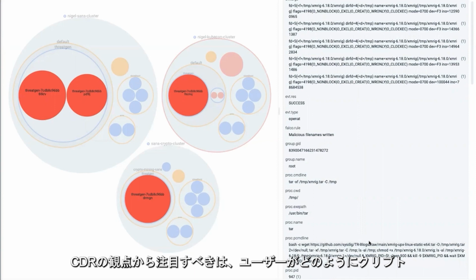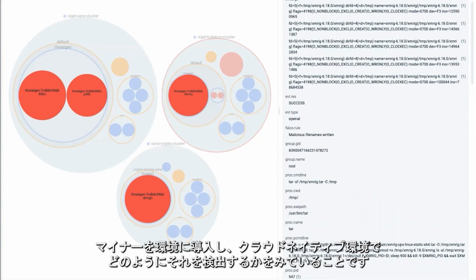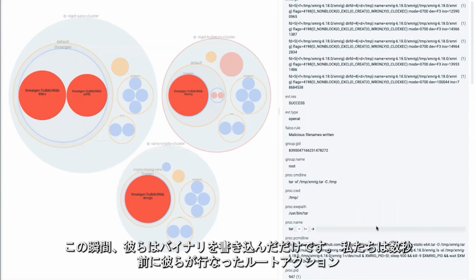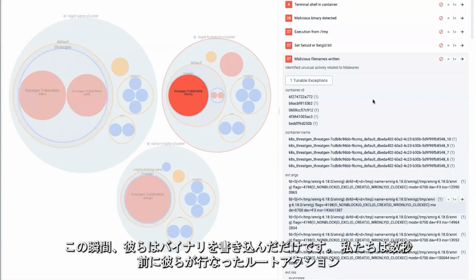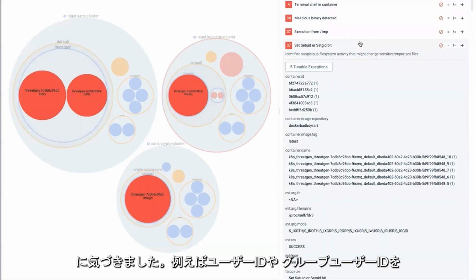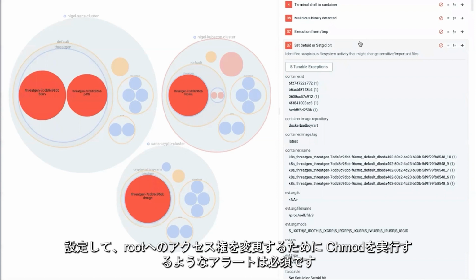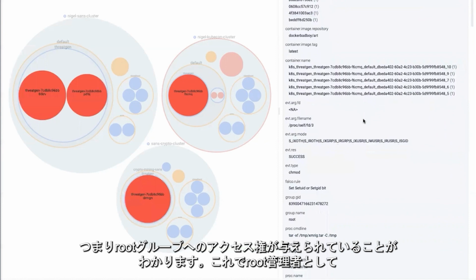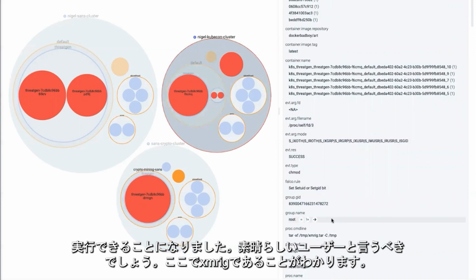All you need to focus on from the CDR perspective is how a user goes about getting a crypto miner into an environment and how they detect it in a cloud native environment. At this moment, they've just written the binary. That's all they've done. Now, we noticed the root action taken a second ago. Being able to alert on, for instance, set user ID or set group ID, essentially performing chmod to change permissions to root, is really imperative. We can see that they have been given root group access, so now they can run as the root user.